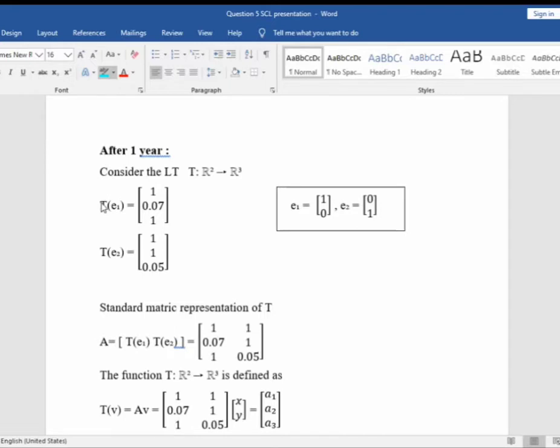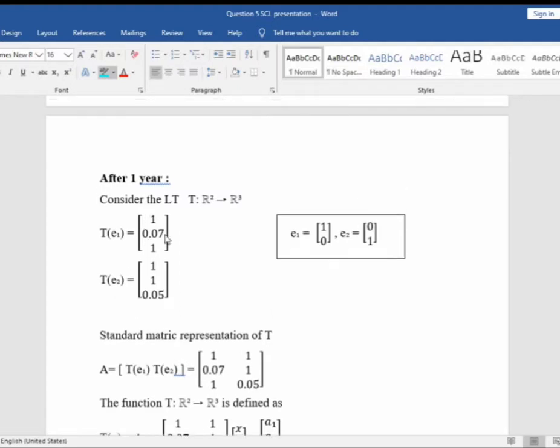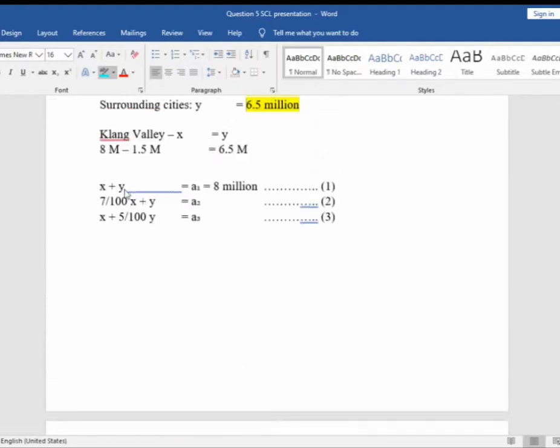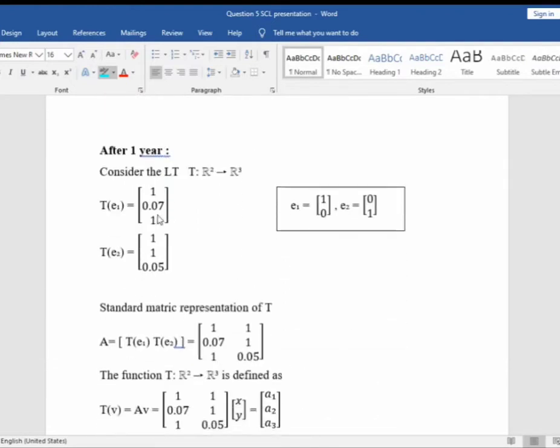So first, we write the transformation of E1 equal to this matrix, the vector. The vector we can get from the equation previously. We use E1 since the linear transformation takes elements in R2, then we know that E1 is going to be a vector of length 2. So that's why we use E1 as 1 and 0, and likewise E2 as 0 and 1.